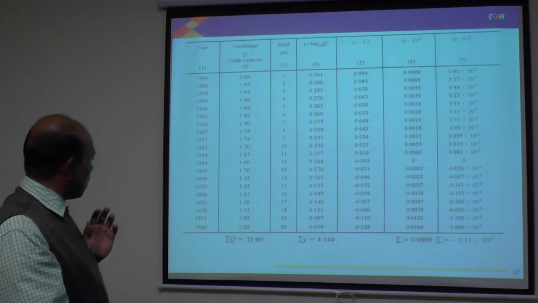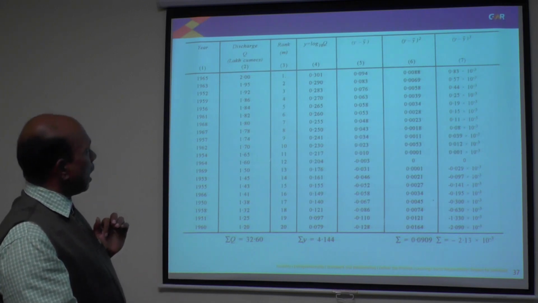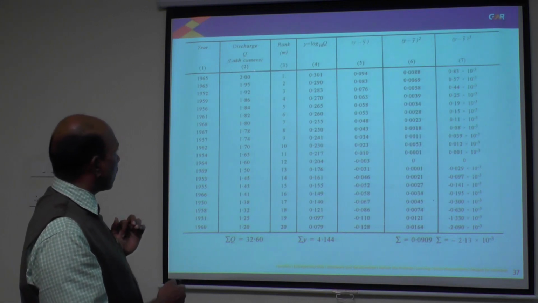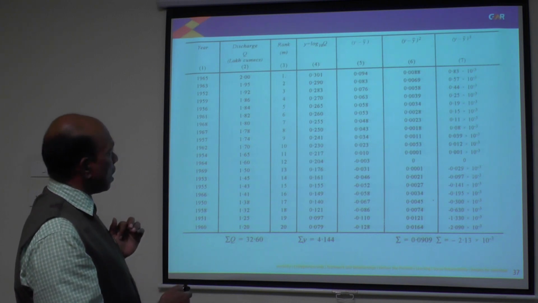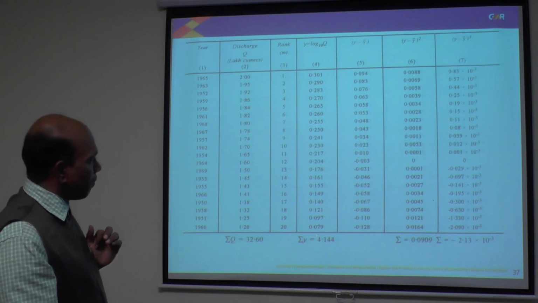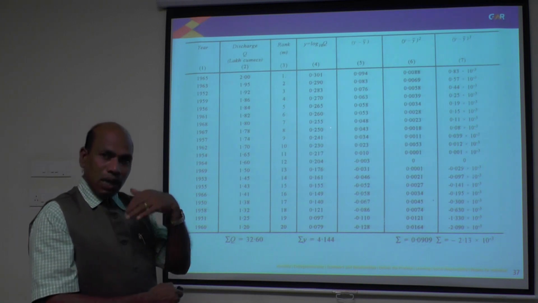So this is the year. Then you arrange the discharges like this, and determine the logarithmic form of discharge. This is the given discharge Q that is converted like this. These are the values 0.301, 0.29. These are converted into logarithmic form. These are the values.